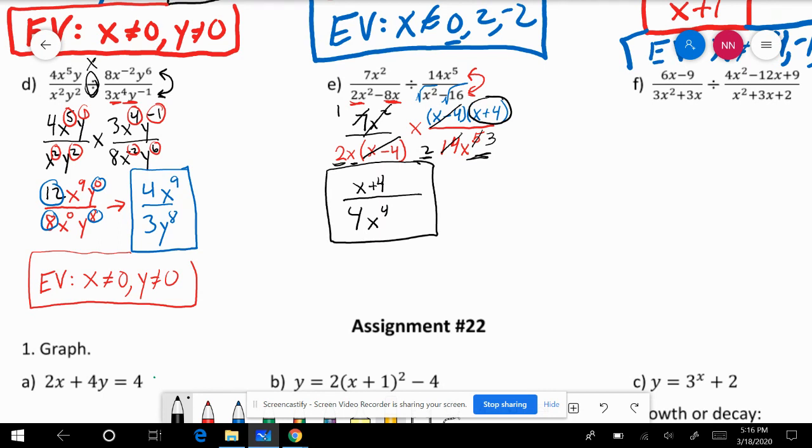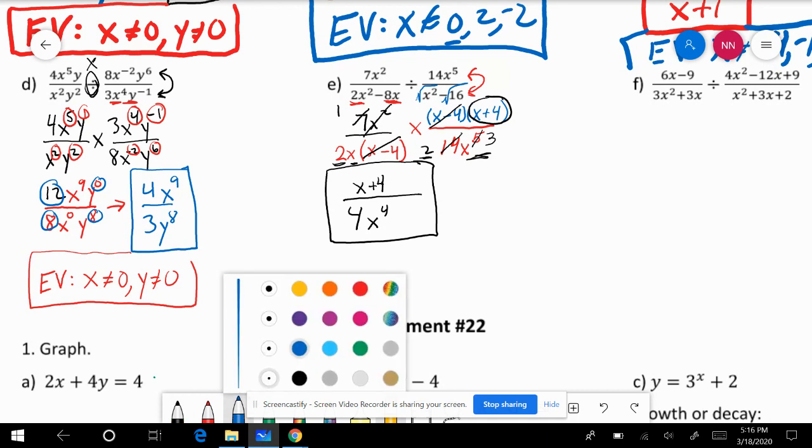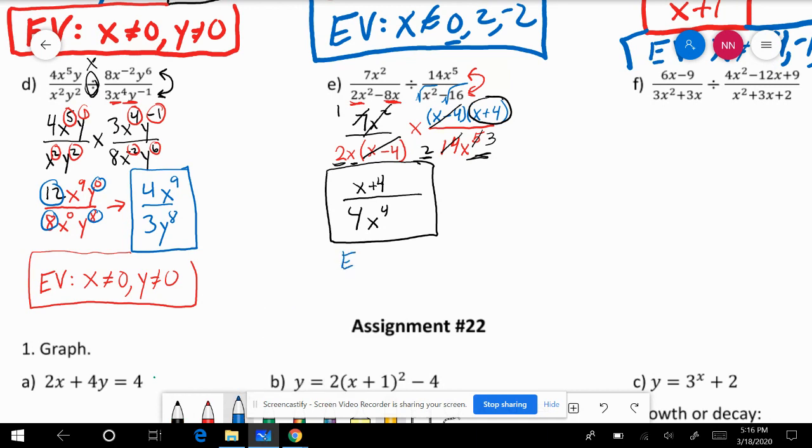Now, excluded values. If I'm looking at the excluded values, it's what gives us 0 in the denominator. This, of course, would be 0. So x cannot equal 0. This would be a positive 4. So x cannot equal a positive 4.